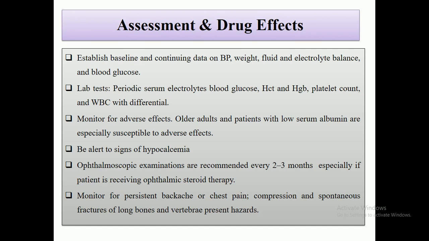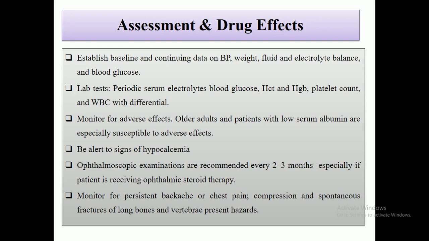I have already given it here. So first of all, the nurse is responsible to establish the baseline and continuing data on the BP, weight measurements, fluid and electrolyte balance, as well as the blood glucose level. So it should be checked. He or she should establish the baseline and collect this data on blood pressure, weight measurements, fluid and electrolyte balance, and blood glucose.